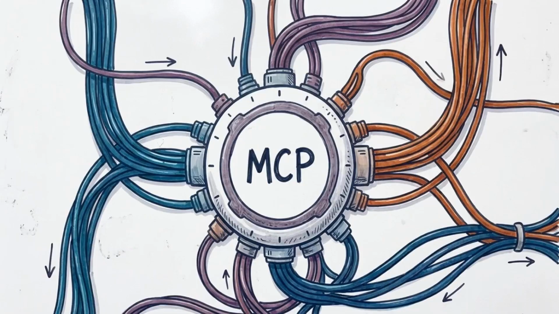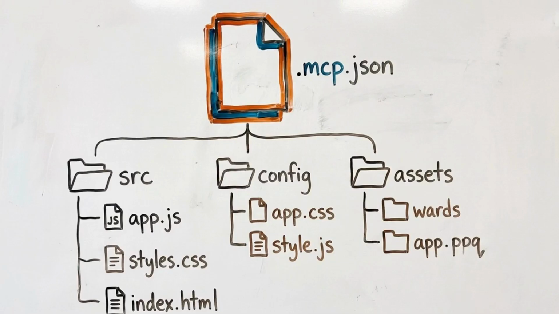To expose these optimized tools to the agent, we rely on the Model Context Protocol, or MCP, as the foundational wiring layer. At the root of the project sits the .mcp.json file. This configuration file manages all shared server declarations.